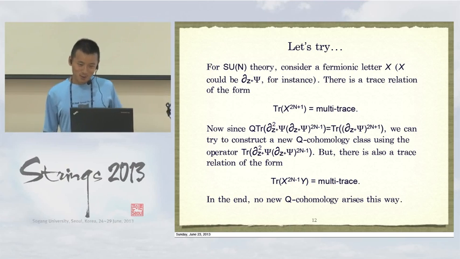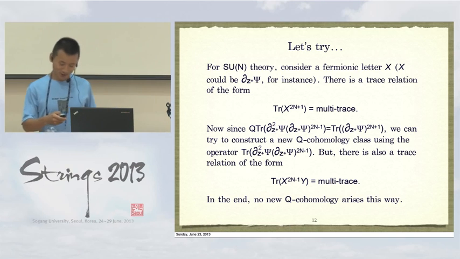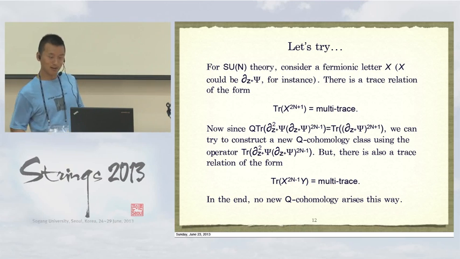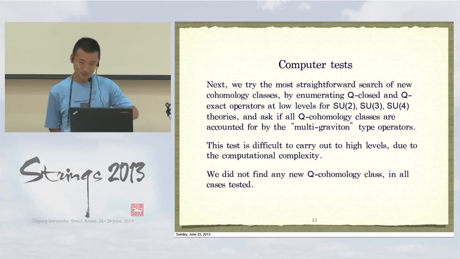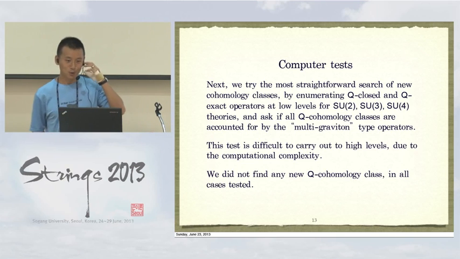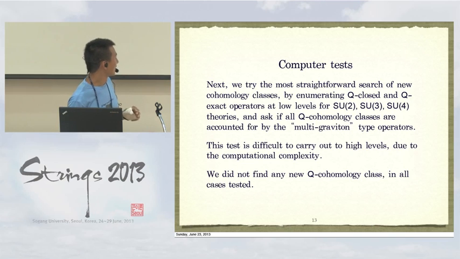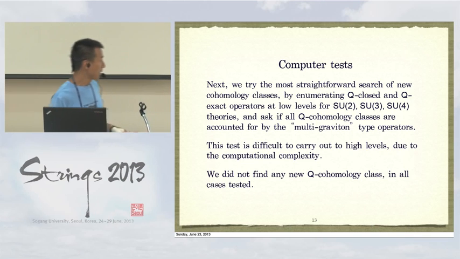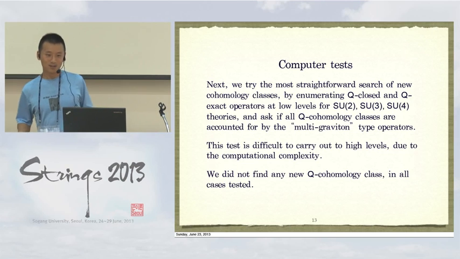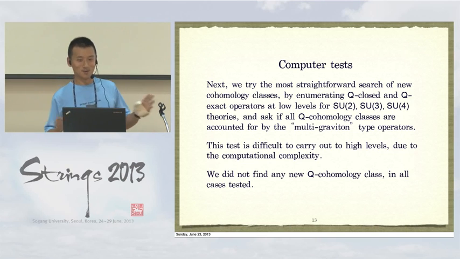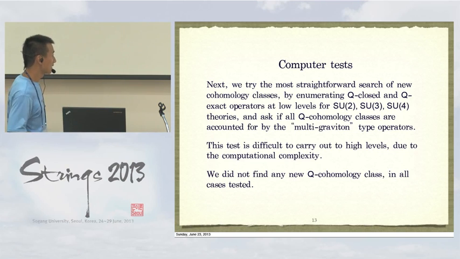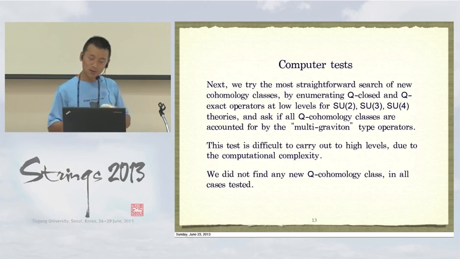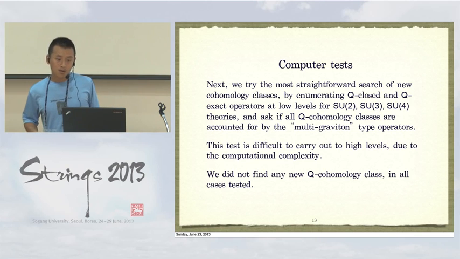So we tried a few different things and failed each time we tried. Then we resorted to a computer test. What we do is the stupidest possible thing you can think of, that is to actually enumerate Q-closed operators and Q-exact operators by writing down all the products, the traces of these operators in component form using Mathematica, and check which are the linearly independent ones and see what are the Q cohomology classes compared to the ones that are of the multi-graviton form.